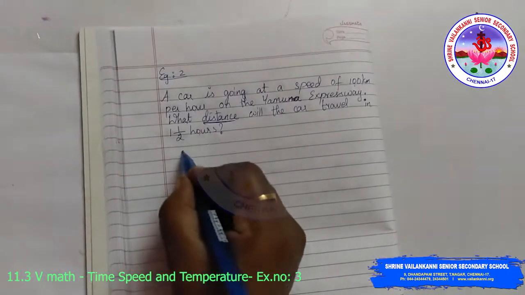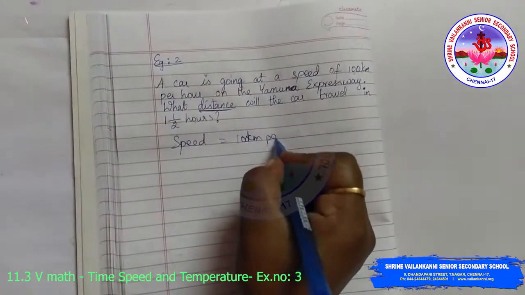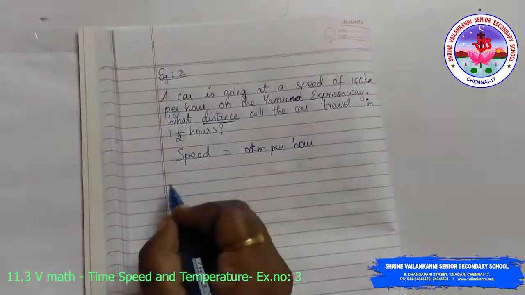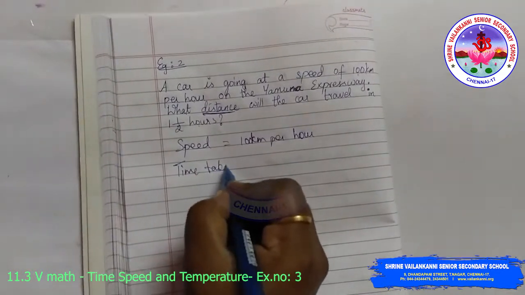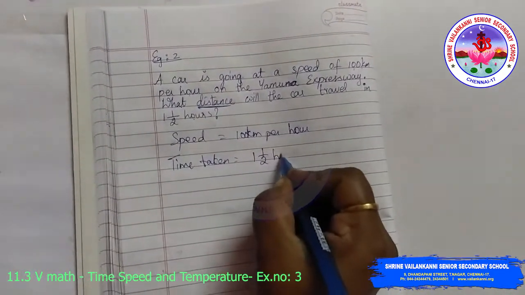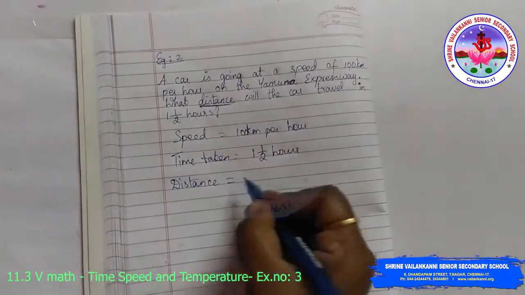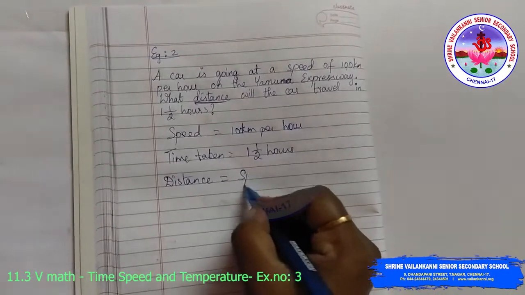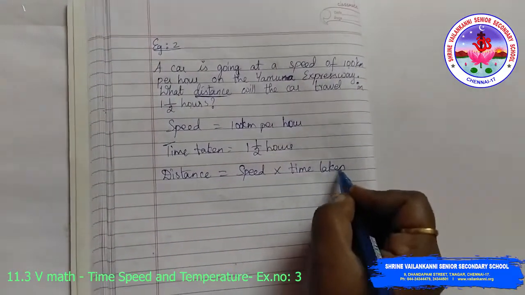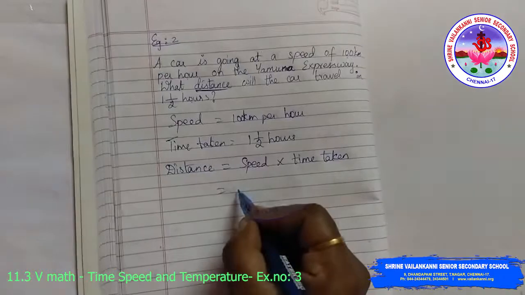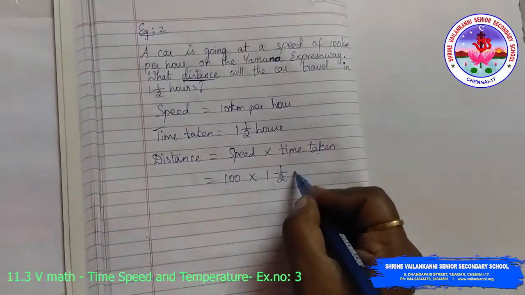So what is given to us? Speed is equal to 100 km per hour and the time taken is equal to 1.5 hours. So we are going to find the distance covered. Distance is equal to speed into time taken. Now the speed is 100 into the time taken, 1.5 hours.